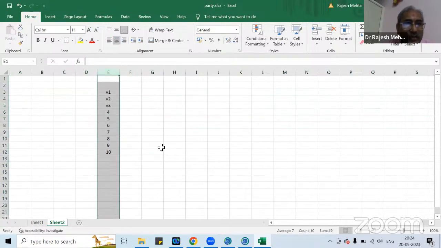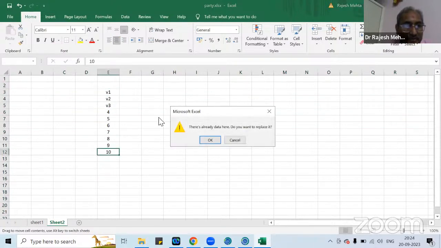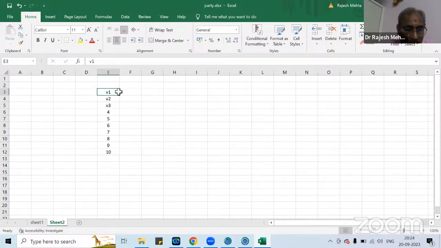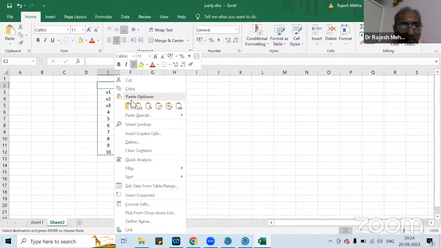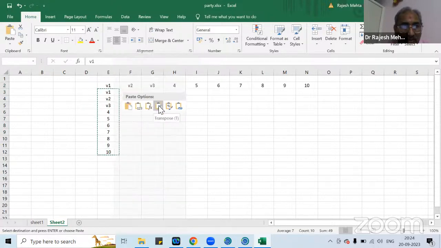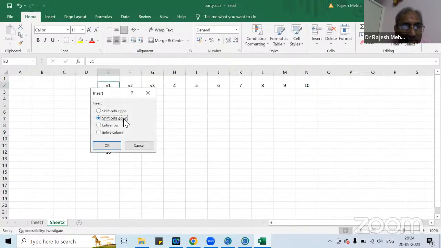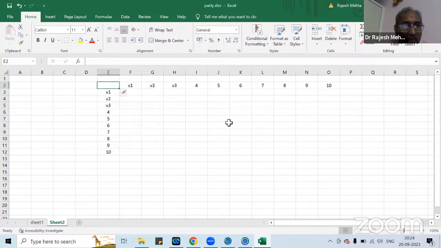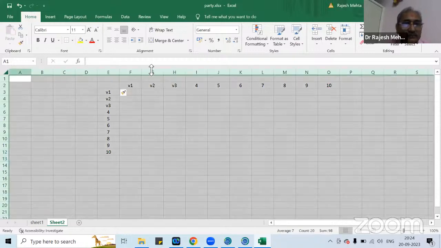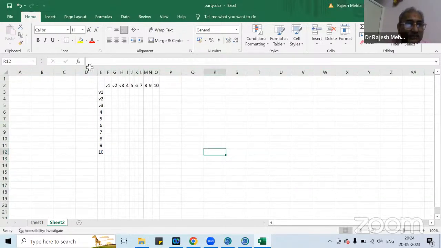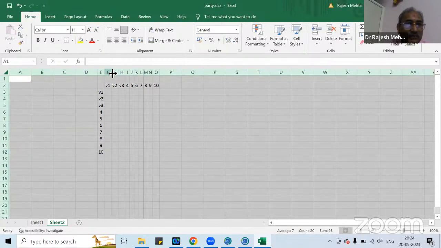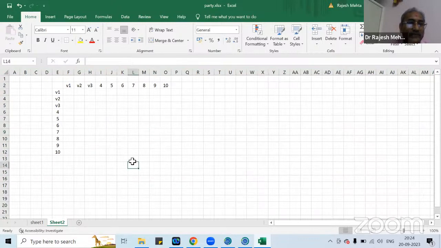So I will transpose this. This is what you should be doing when you are doing a dissertation. Transpose, and insert or cells right. So the same variables you are using over here. Okay. Now, see, 10 by 10, 100 tables are there.